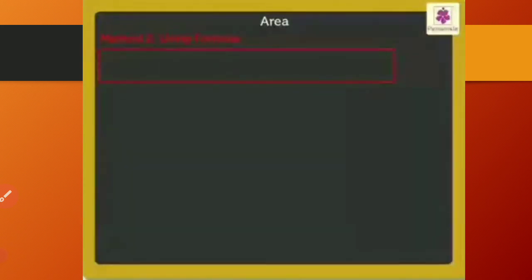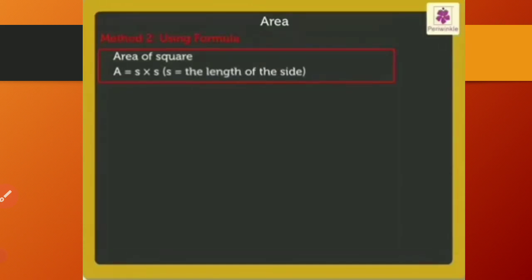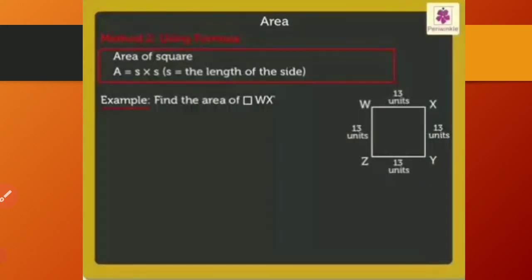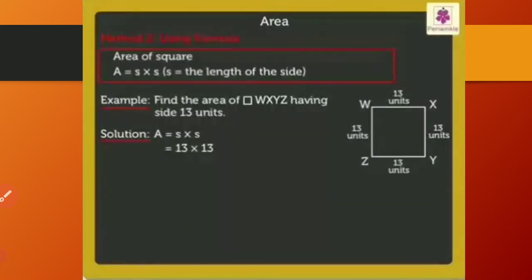The formula to find the area of a square is different. It is A is equal to S into S, where S is equal to the length of the side of the square. Let's find the area of the square WXYZ having side 13 units. Area is equal to side into side, we get the answer as 169 square units.